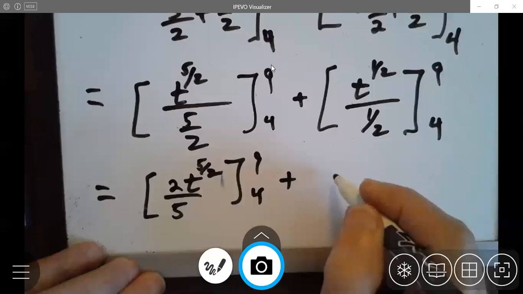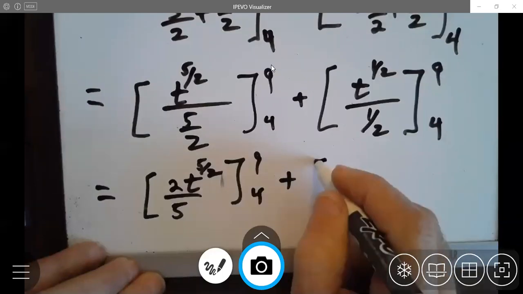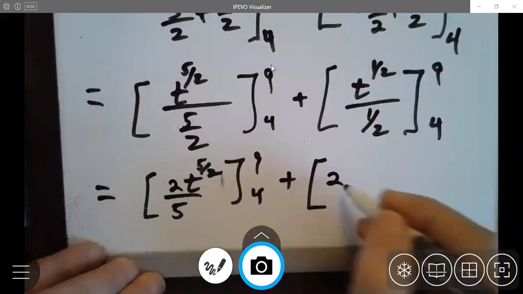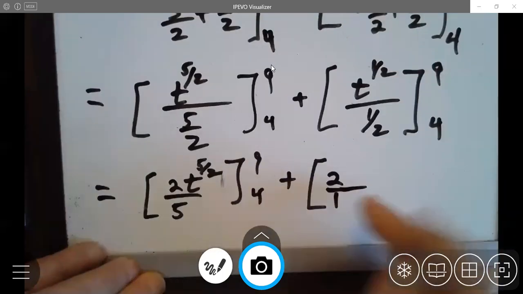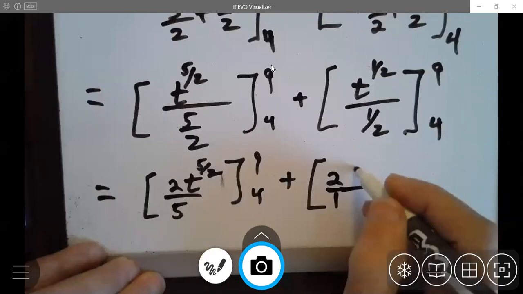Plus, and then here, this 2, that'll flip. And so now that 2's in the numerator, 1's in the denominator, right? We don't need the 1, but I put it there anyways. To the 1/2, from 4 to 9.